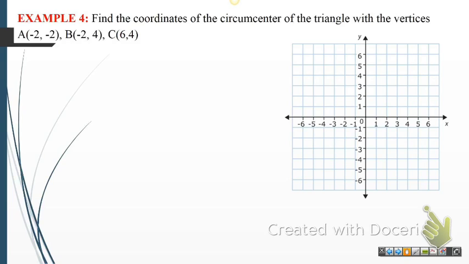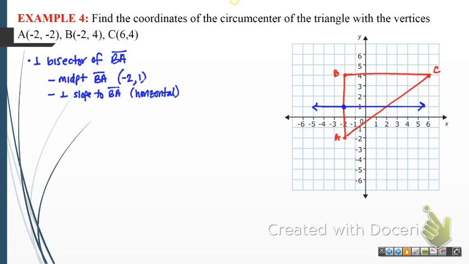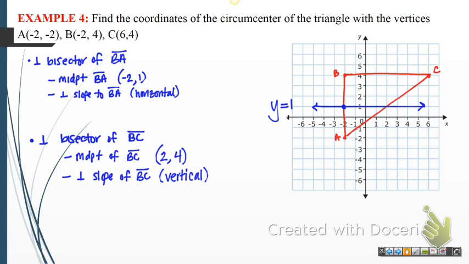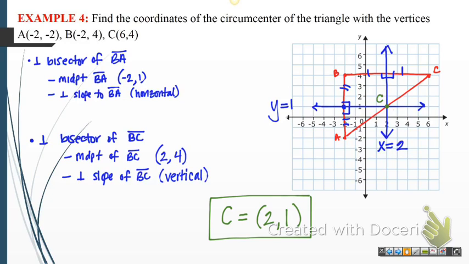So why don't you try example 4 on your own? You can pause the video now, and then you can resume the video and check your answers. So first I found the perpendicular bisectors for BC and AB using the midpoint and either a horizontal line or a vertical line so that they would be perpendicular. I looked for their point of concurrency, which is point C, and C had coordinates 2, 1.